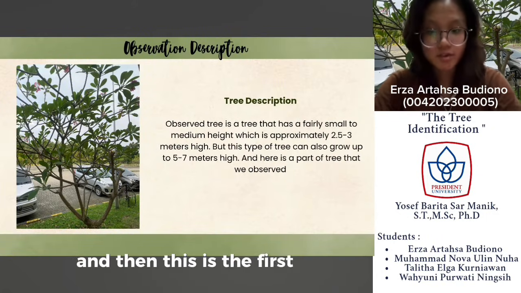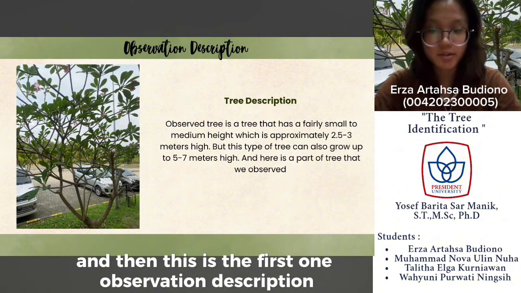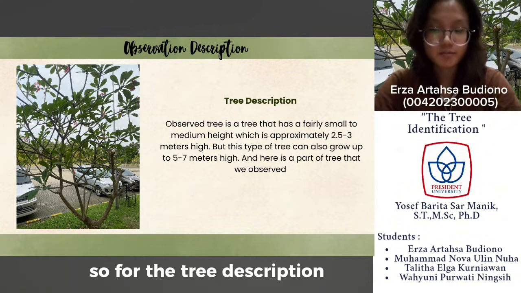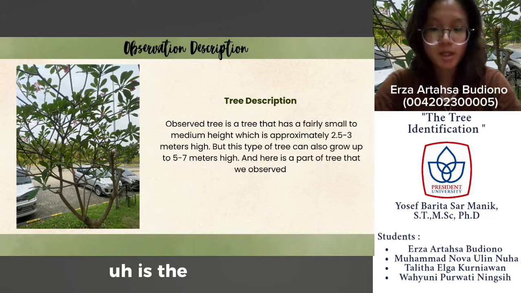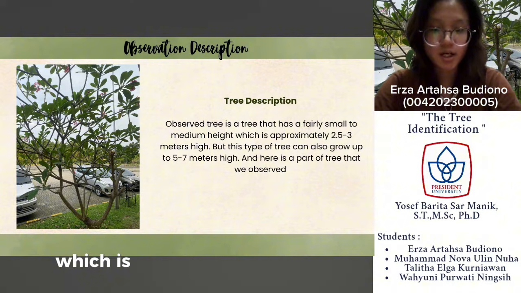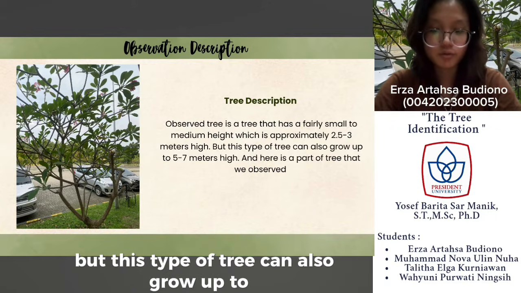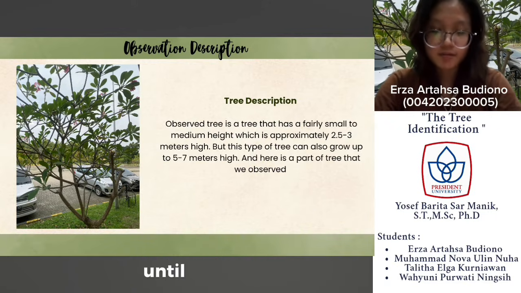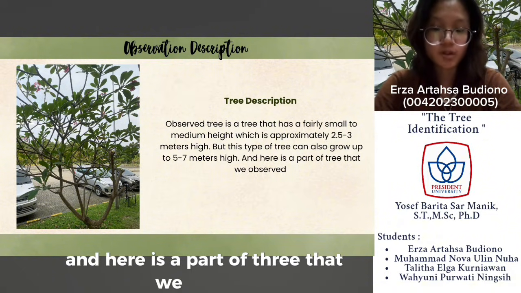And then this is the first one, observation description. For the tree description, the observed tree is a tree that has a very small to medium height, around 2.5 to 3 meters high, but this type of tree can also grow up to 5 to 7 meters high. And here is a part of the tree that we observe.